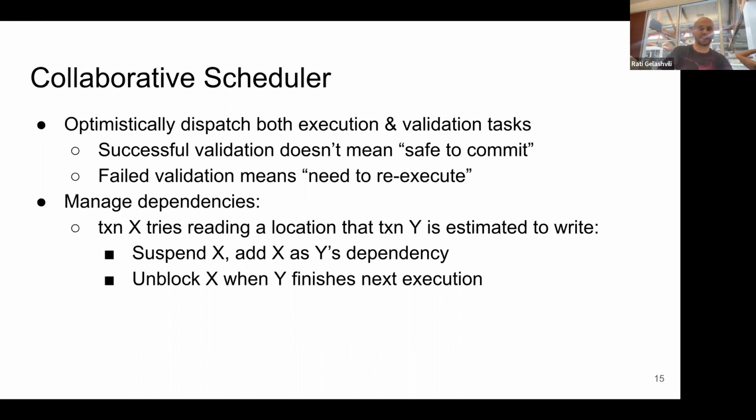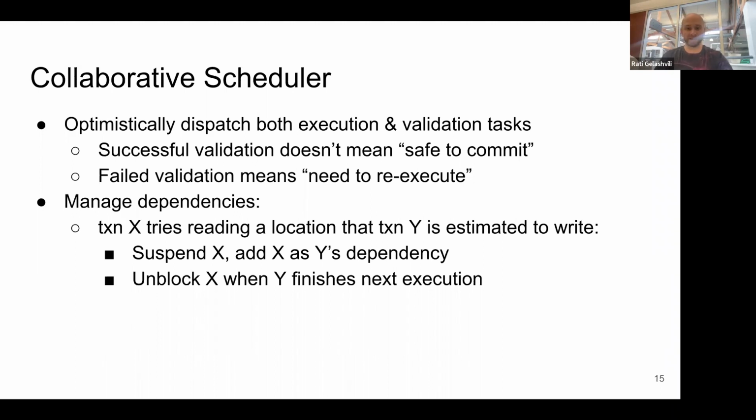And one trick, I think this is something that I mentioned before. In the next few slides, I'll explain some of the algorithmic things that I think are novel and actually contribute to the system being really performant. The first one is this concept of dependencies. If transaction X tries to read a location that transaction Y is estimated to write, we suspend X and make X wait for Y until Y finishes its next execution, and then X goes.